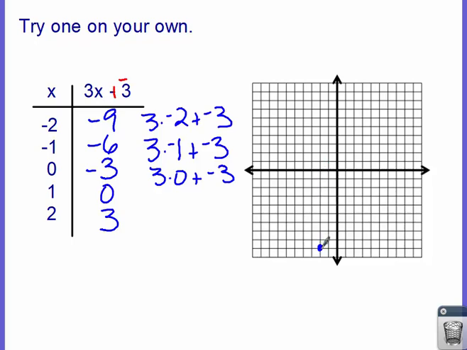Okay, so the first one says left 2, down 9. Put a dot. Next one, left 1, down 6. Put a dot. Next one, right or left none, down 3. Put a dot. Next one, right 1, but don't go up or down any. Just put it on the axis. And then right 2, up 3. Okay, so again, it appears that they lie on a line, so I connect the dots and extend out past in both directions. Okay, we got one more I want to look at before we get to our assignment.